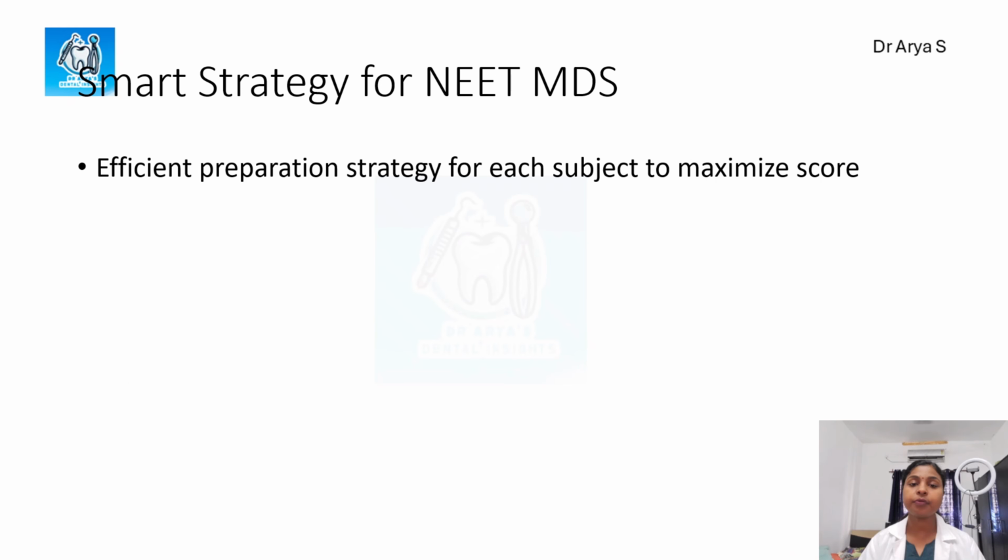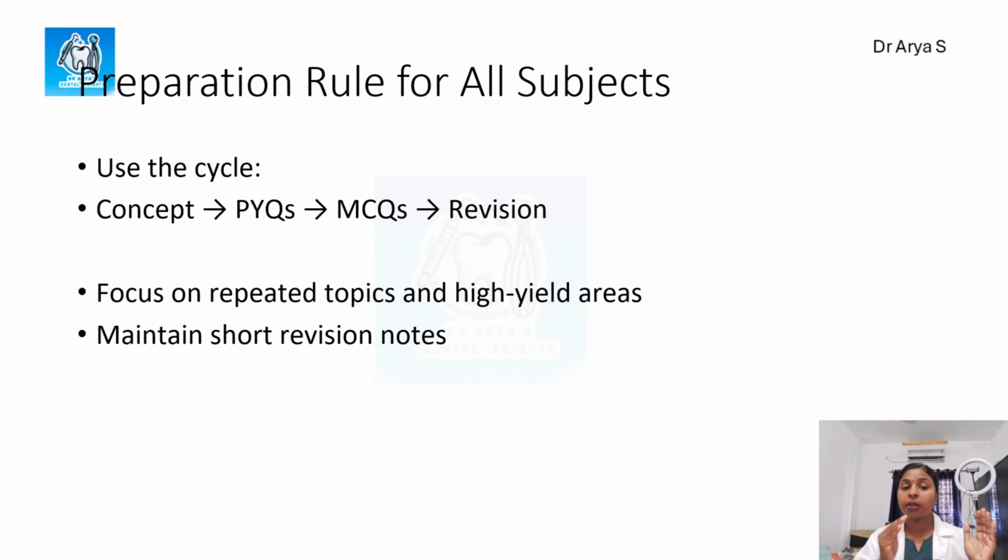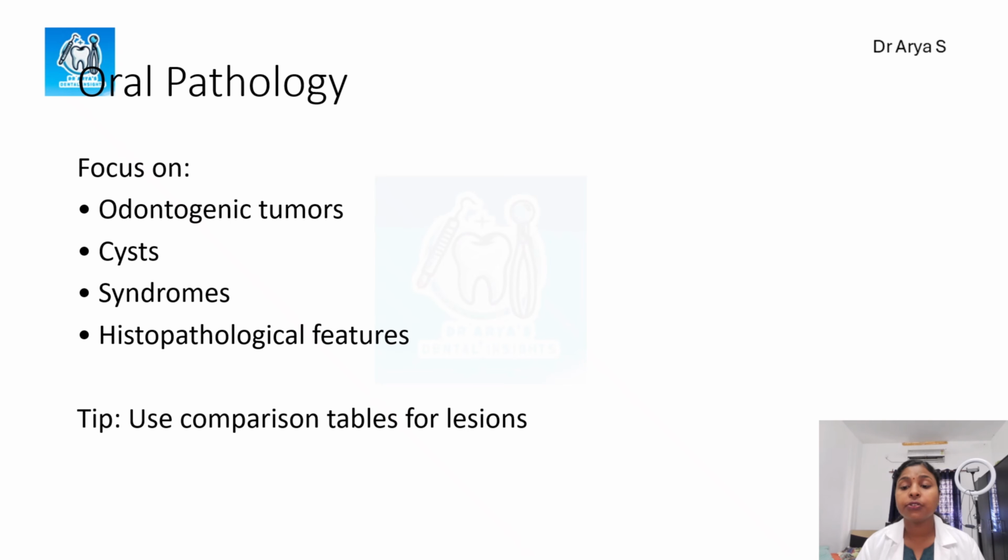So here is a smart strategy for NEET MDS. It is an efficient preparation strategy for each subject to maximize score. You can understand the concept, then solve past year questions, solve as many MCQs as possible, and then revision. Focus on repeated topics and high yield areas. It's very, very important. And maintain short revision notes also. For oral pathology, focus on cysts and tumors, syndromes, histopathologic features. Use comparison tables for studying lesions.